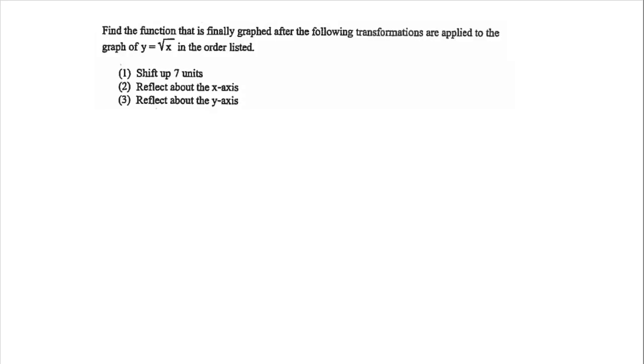Okay, so this one says find a function that is finally graphed after the following transformations are applied. It's kind of confusing, but we're not graphing anything. What it should ask is, find the function that's finally, like, what's the final equation? That's what we're looking for. I actually meant the first section, sorry. Say again. Oh, the first section? Yeah, the first section. Okay. I mixed it up. Okay, let me just finish this real quick then.